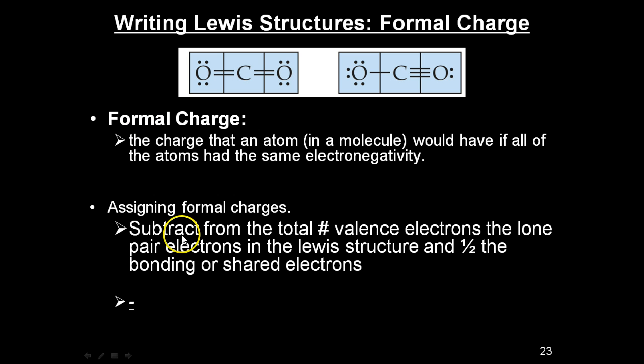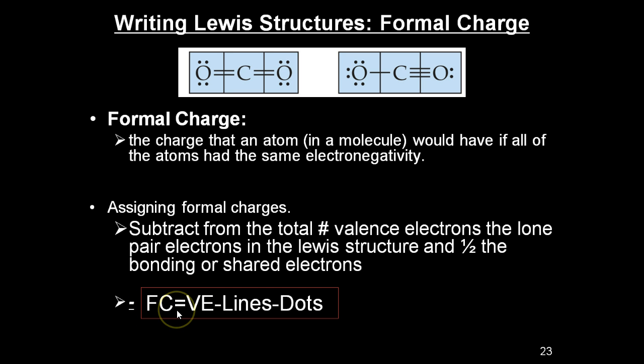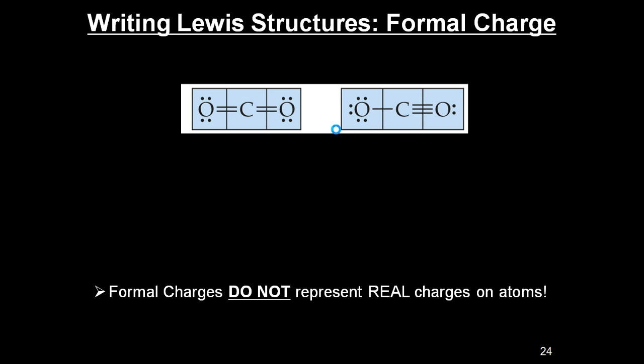What you do is subtract from the total valence electrons for the atom the lone pair electrons in the Lewis structure and 1/2 the bonding or shared electrons. There's a very simple formula that I've come up with, similar to the one in your book: the formal charge for an atom is the number of valence electrons for that atom minus the lines minus the dots. So let's go ahead and check out the formal charge for each of these particular atoms.